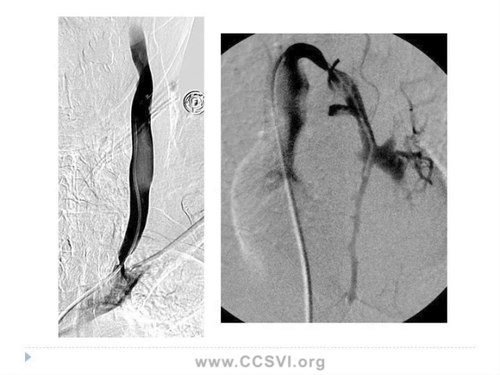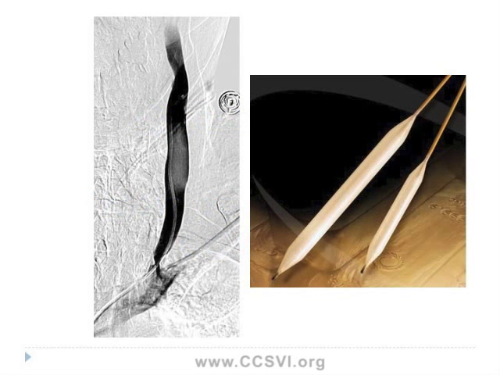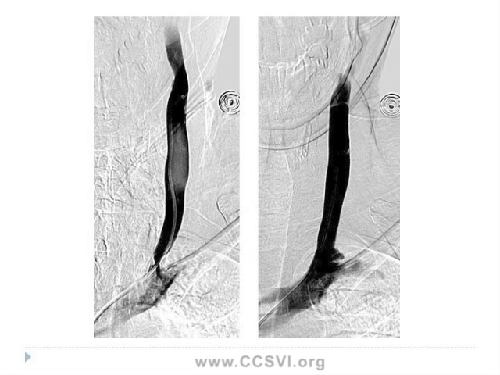So the next question is, how do you treat CCSVI? And we treat it typically with angioplasty, meaning that we take a catheter that has a balloon built into it, kind of a sausage-shaped balloon, and we put it across the area of narrowing, and we blow up that balloon to get a picture like this, which means that we've pushed away or somehow changed the nature of the vein to improve the blood flow from the vein.